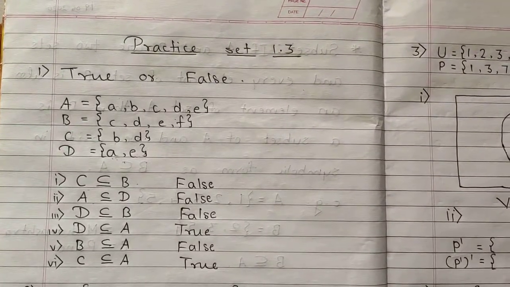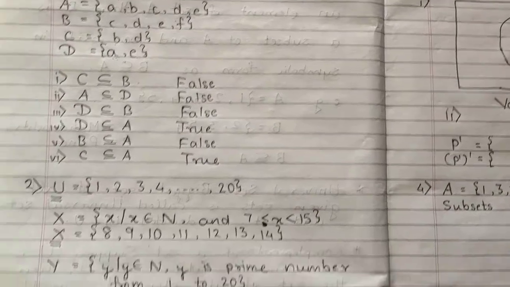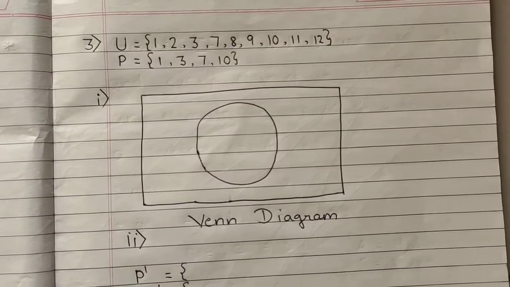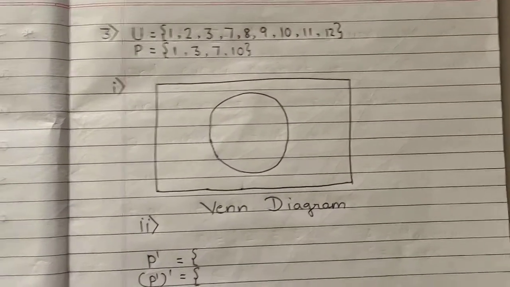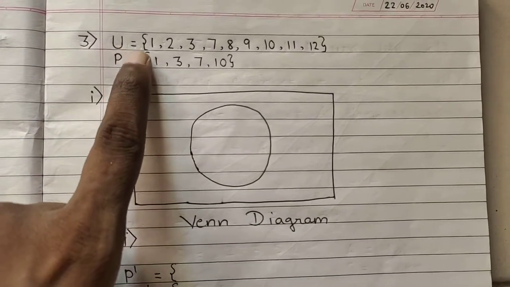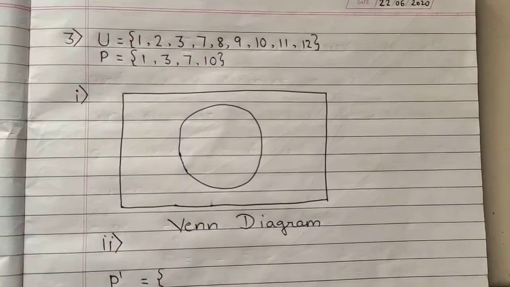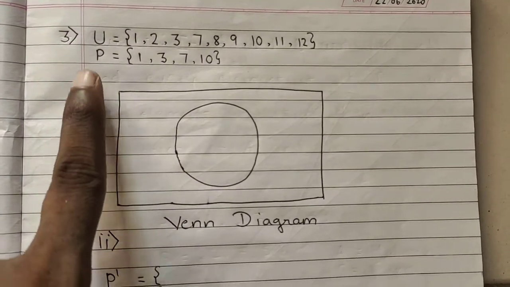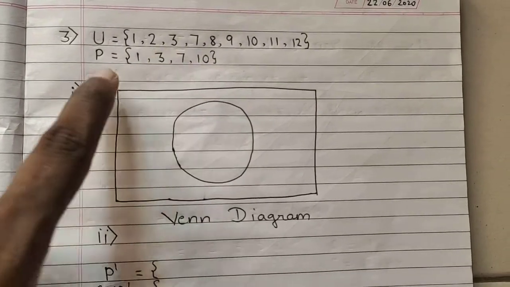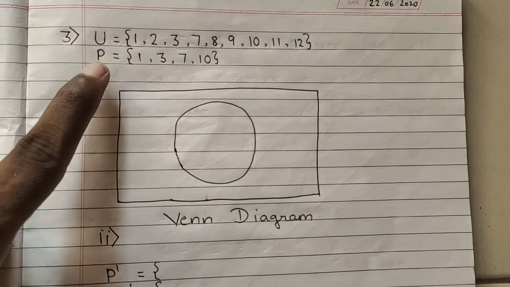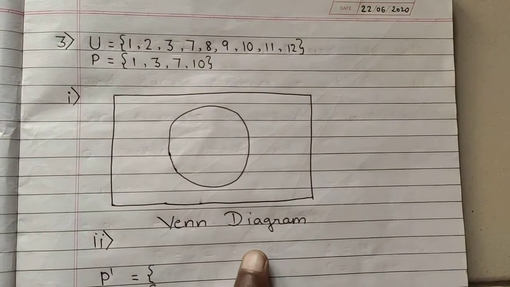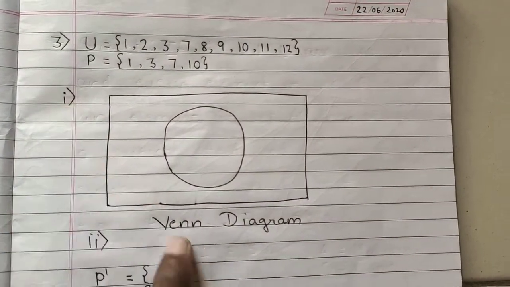Now we will move forward and we will do our exercise. In the last lecture we have already solved question number 1 and question number 2. Now we will move forward and we will do our next question, that is question number 3. Now see, in question number 3, what is given to you? Your set U, that is the universal set, and it has 1, 2, 3, 7, 8, 9, 10, 11 and 12. Then your set P contains elements 1, 3, 7 and 10. Now what is the question? First you have to represent set U, set P and its complement, that is P dash, by using a Venn diagram. So let us do that. First part we are going to do, that is the Venn diagram.